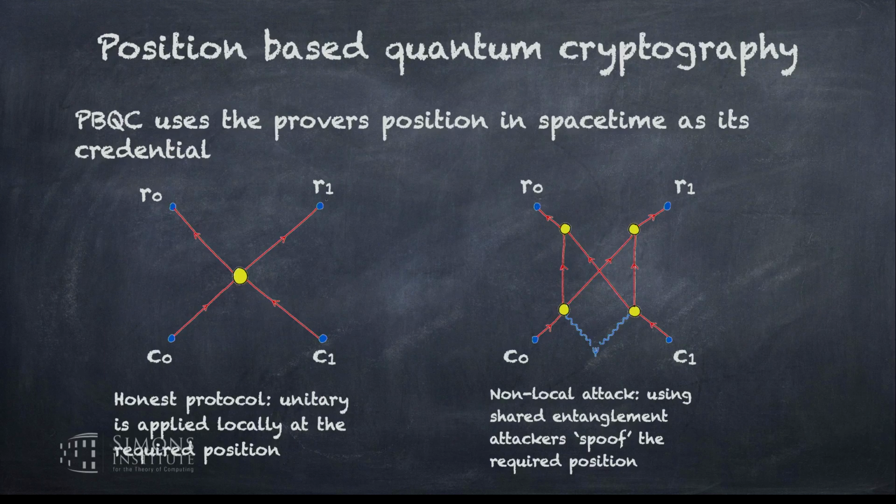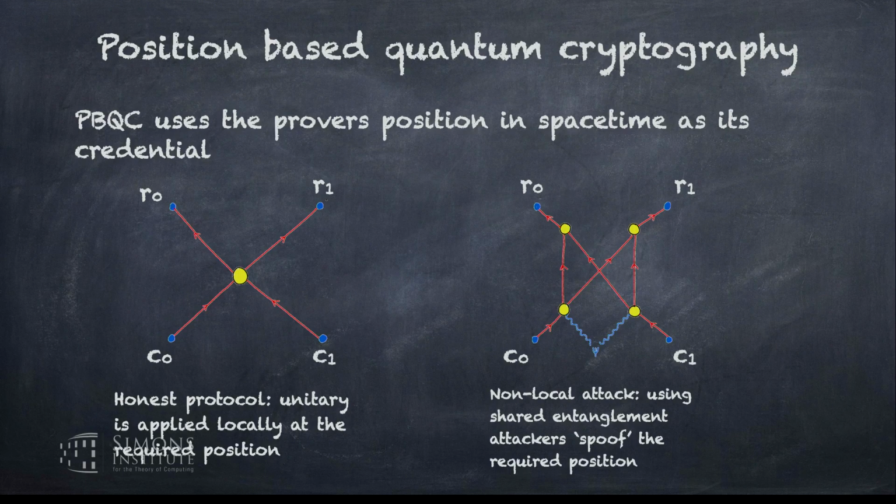And in the honest protocol, the idea is that there's just enough time for the honest prover to apply this unitary and to send the information out. And that's all the honest prover has to do, just apply the unitary and send the information back out again. But it turns out that this position-based cryptography is not unconditionally secure. If you have enough entanglement, you can always break this type of cryptography. And the way you do that is by applying the unitary non-locally. So you can have two attackers who are not at the point which we're trying to verify.